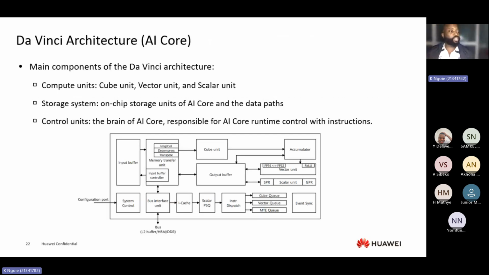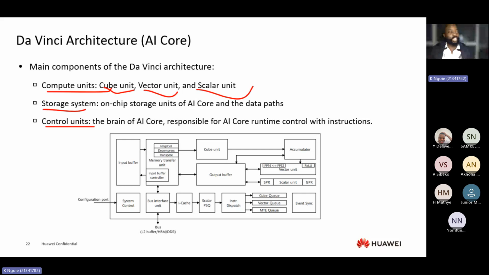This will help us create powerful AIs, because now with these AI chips we can perform so many activities in a short time. We can perform many tasks at the same time. So the computer has become more powerful with this. We have the components of the Da Vinci: the compute unit, the storage system, and the control unit. As part of the compute unit, we're going to have a cube unit, a vector unit, and a scalar unit.